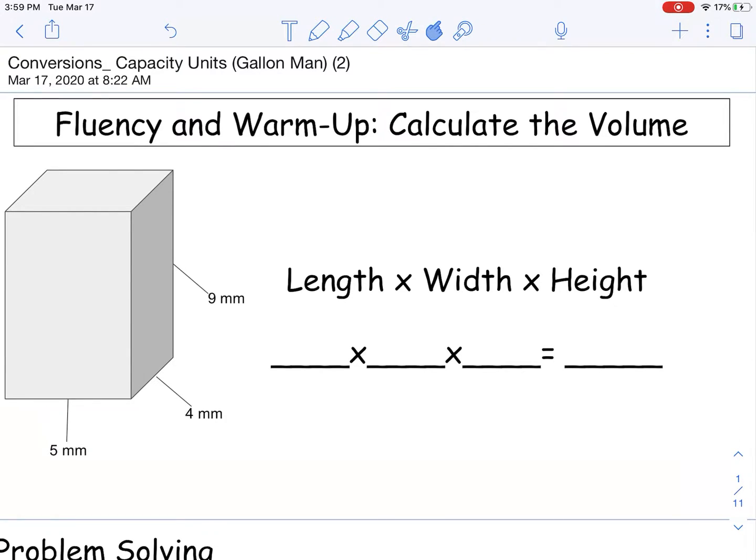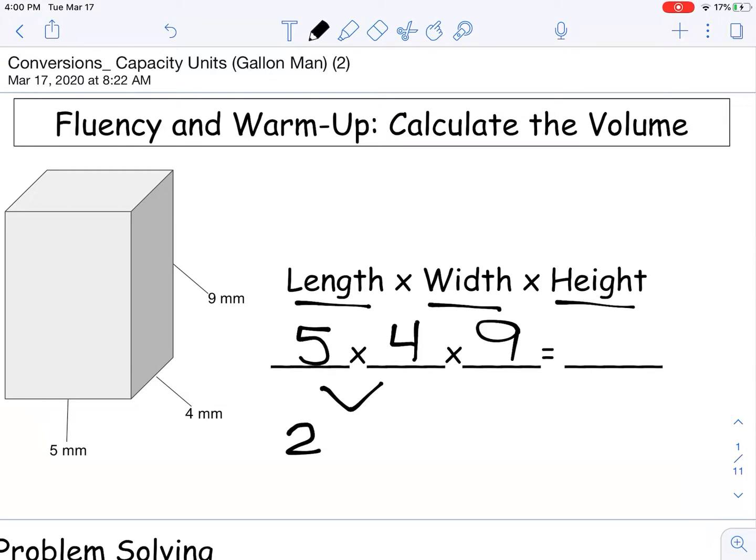Our warm-up today, we're going to do another volume question. This time it's a rectangular prism. Again, the volume formula is going to be length times width times height. So I'm going to take my 5 millimeters times 4 millimeters times 9.